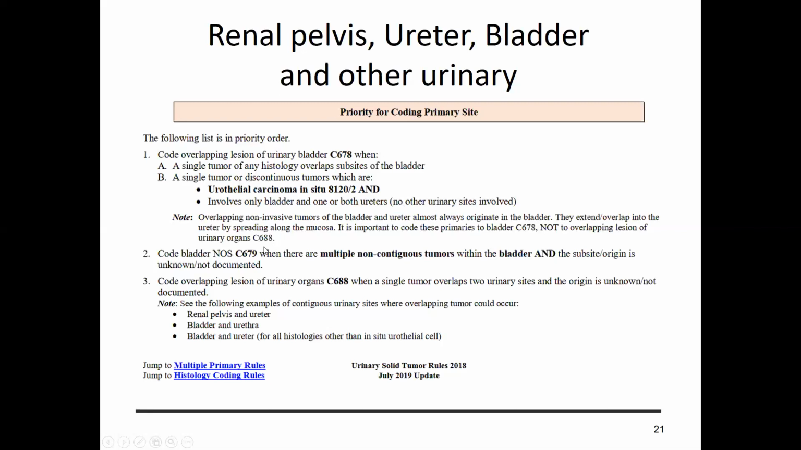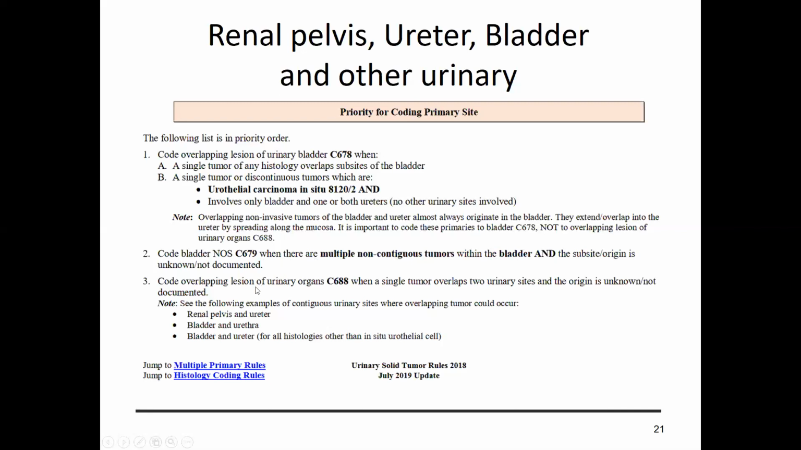Going on to C679, item 2, when there are multiple non-contiguous tumors within the bladder and you don't know the subsite. So this is when you have a scope and it says there's multiple tumors. This would be the best primary site.